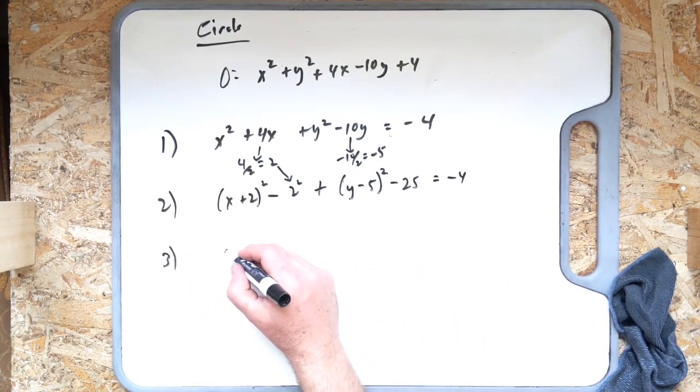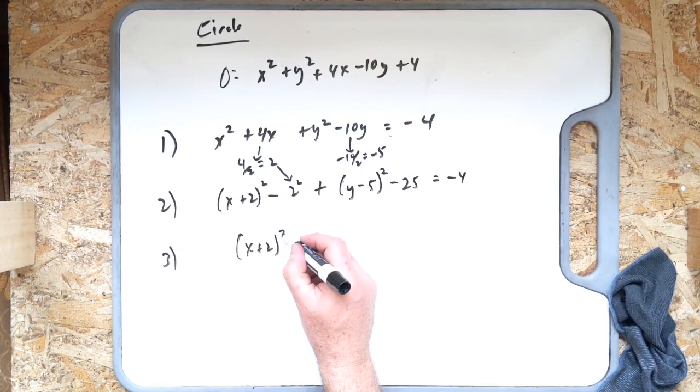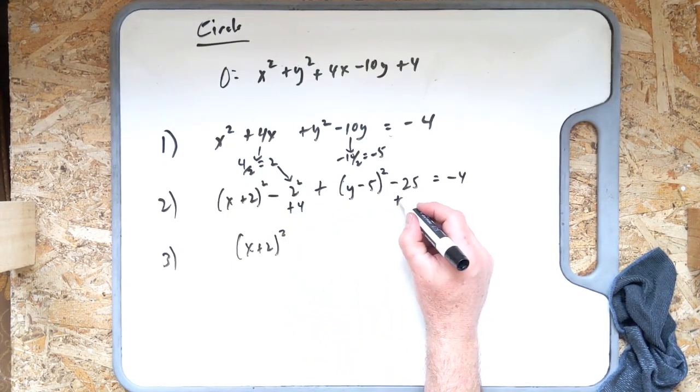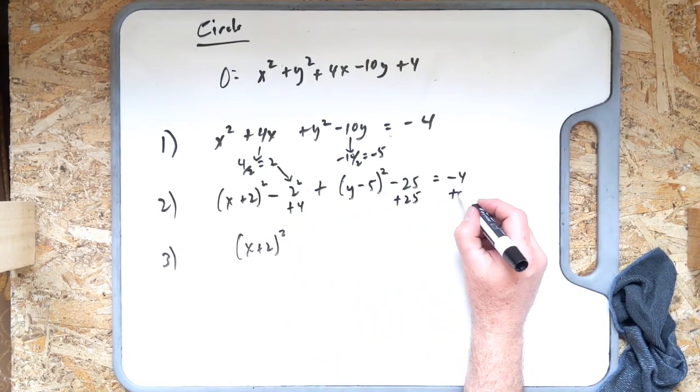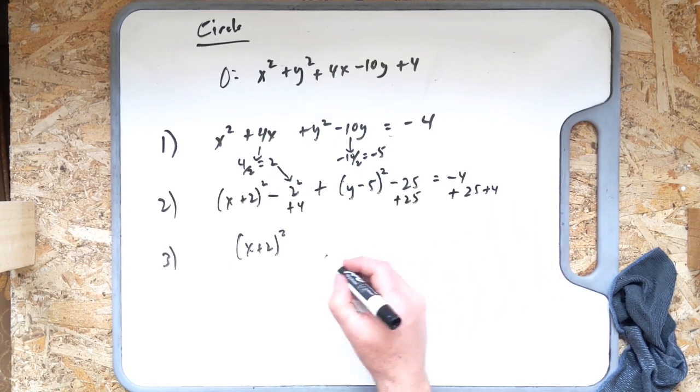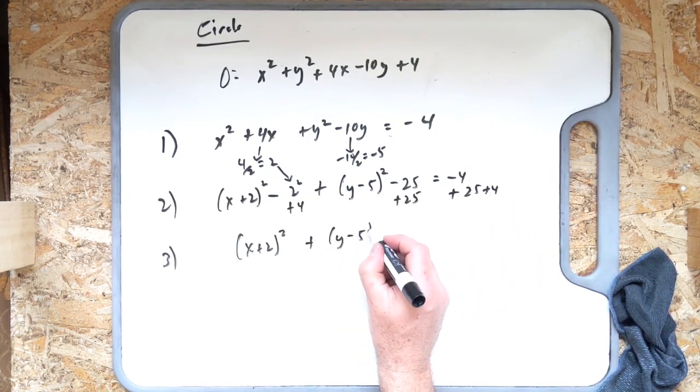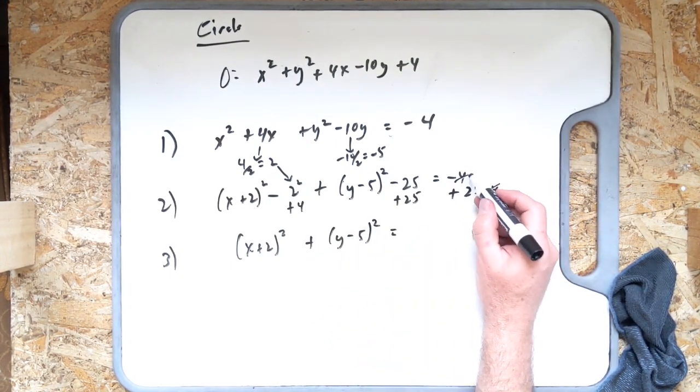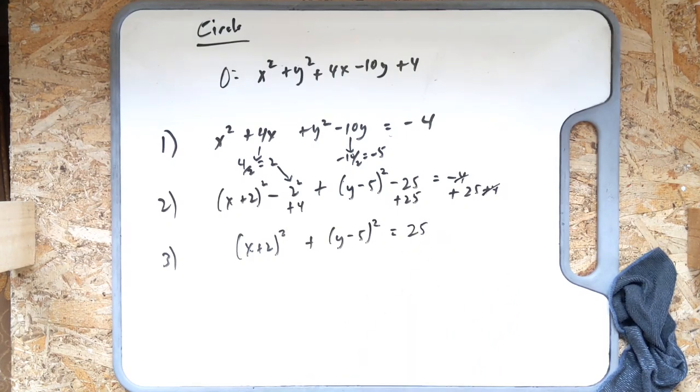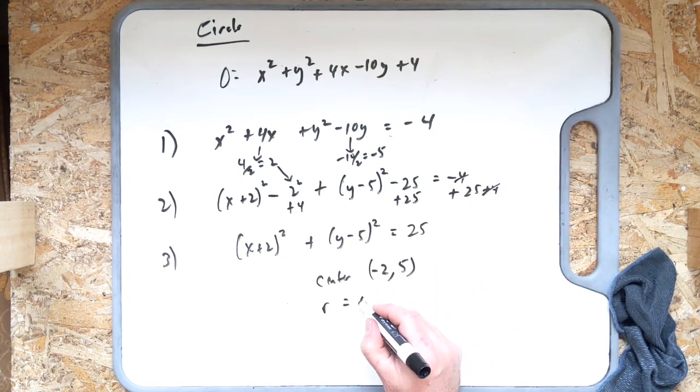Okay, now put the numbers on the other side. I'm going to add 4 there, and add 25 there. So here I have to add 25 and add 4. The 4's cancel, and I just get 25. And I'm done. My center is negative 2, 5, and the radius is radical 25, which is 5. And you can graph that just like we did before.